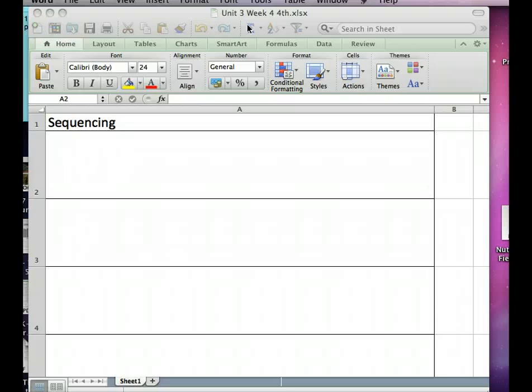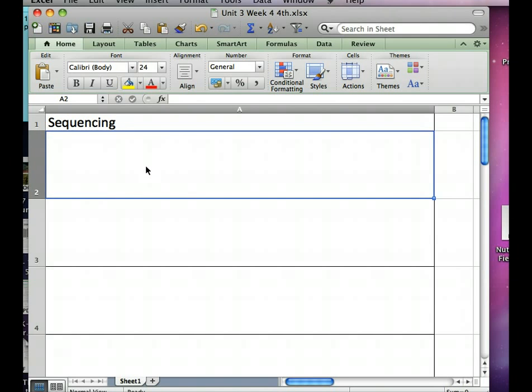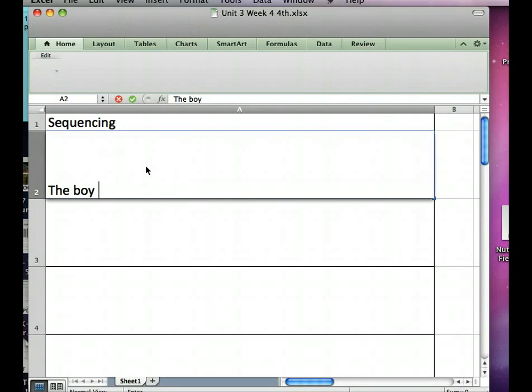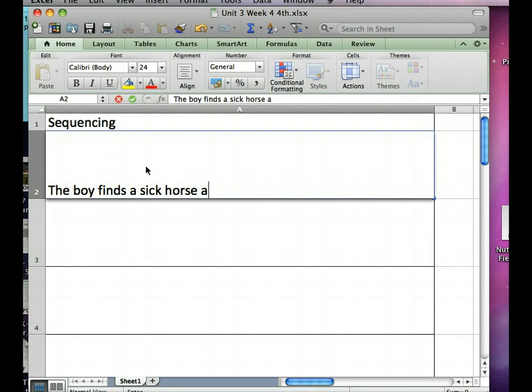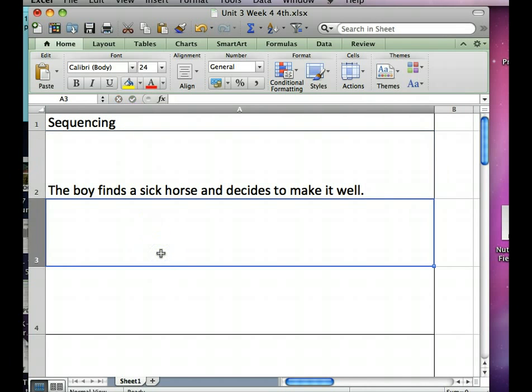So at this point, what is the first thing the boy does when he finds the horse? And this is going to be the first sequence of events on that page that you need to do. What is it? Page 98. Well, he decides that he and his grandmother should keep the horse and look after him until he's well again. So that first event is going to be the boy finds a sick horse and decides to make it well. Okay, let's keep reading.